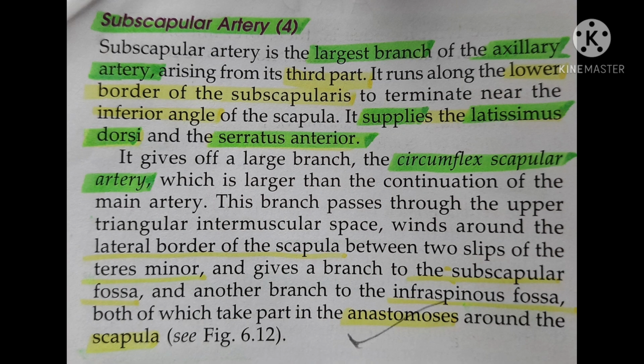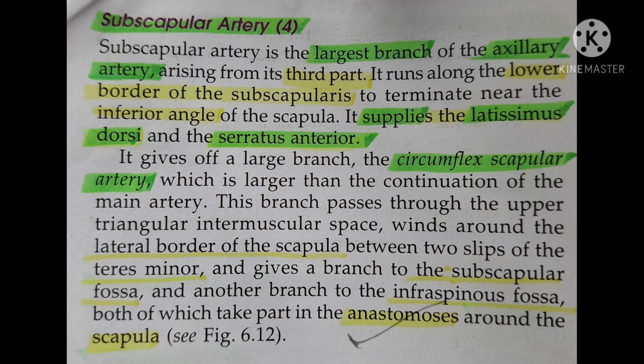Subscapular artery. Subscapular artery is the largest branch of the axillary artery, arising from its third part. It runs along the lower border of the subscapularis to terminate near the inferior angle of the scapula. It supplies the latissimus dorsi and the serratus anterior.